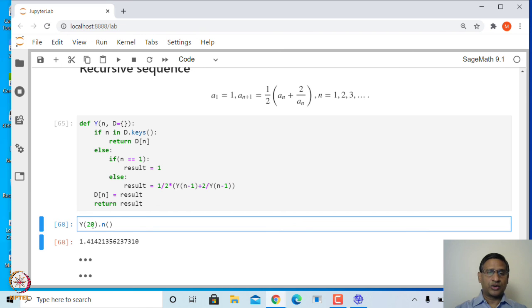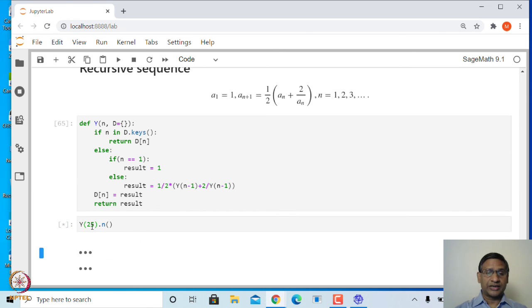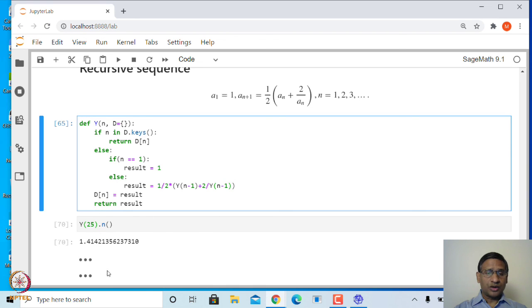And if I say 20, or if I say 25, it may take more time. It is still running, you can see here the star. If you take a higher value of n, it will take quite some time, because this computation has to do all this recursion, but it will come. If you take a very large number, it will take a lot of time, and as a result you may not be able to find the limit of this sequence, you can only look at the behavior.